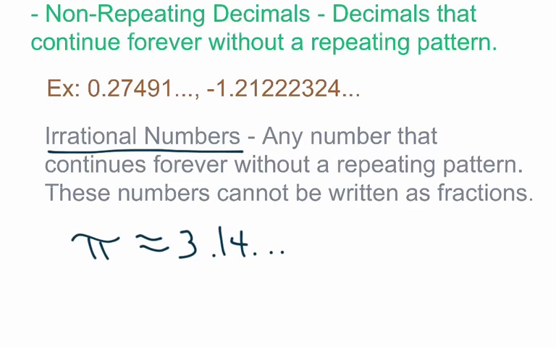Another irrational number will be most, but not all, square roots, and we'll talk more about square roots at a different time this year, actually coming up within a few lessons. But most square roots, not all, but a lot of square roots are going to be irrational numbers.